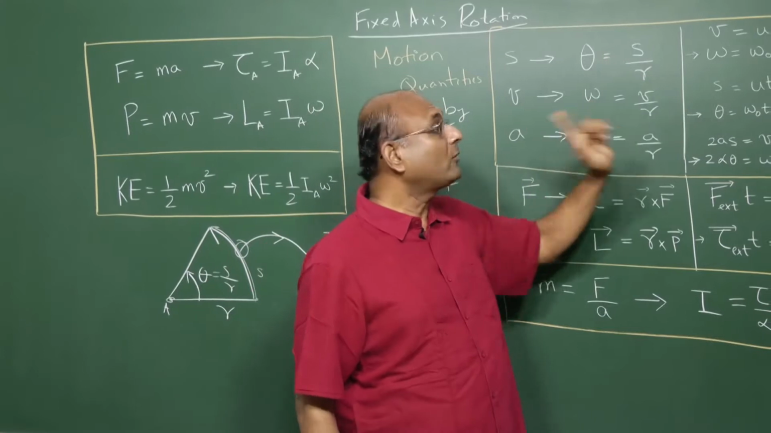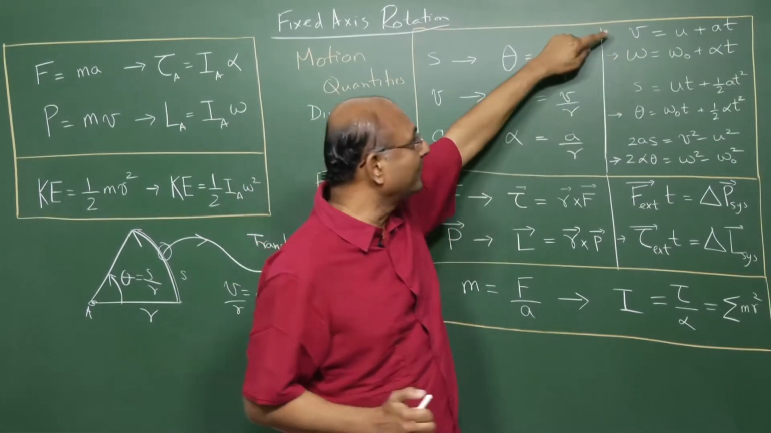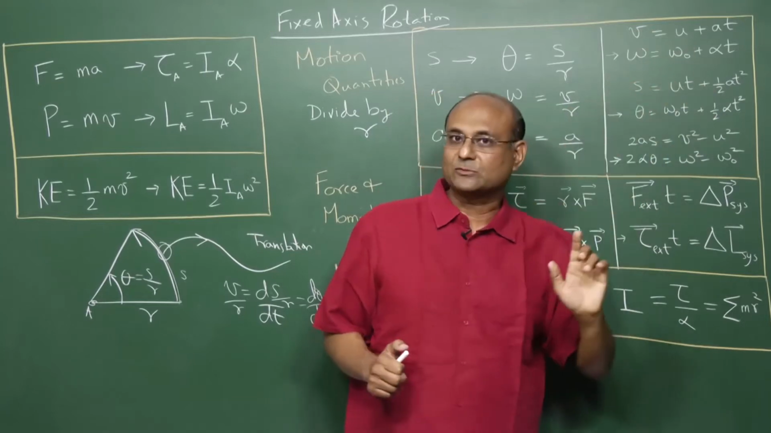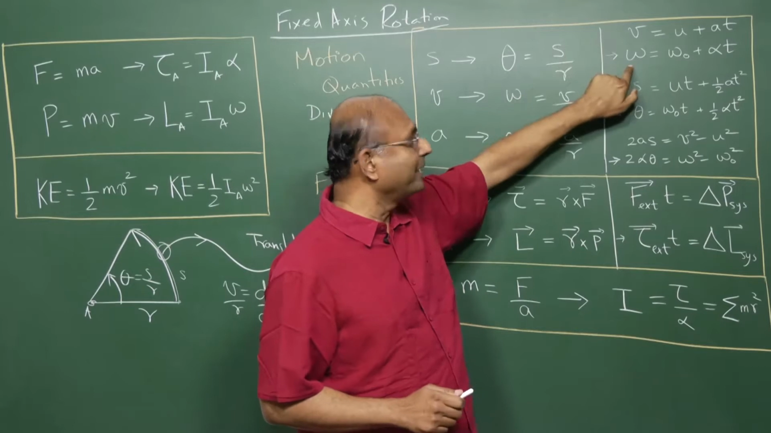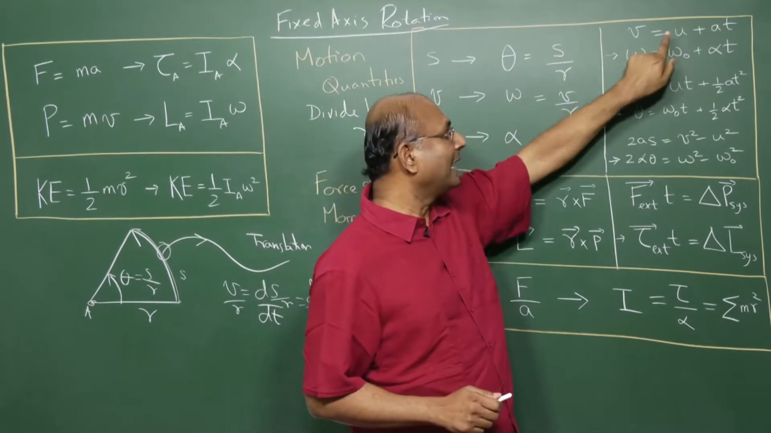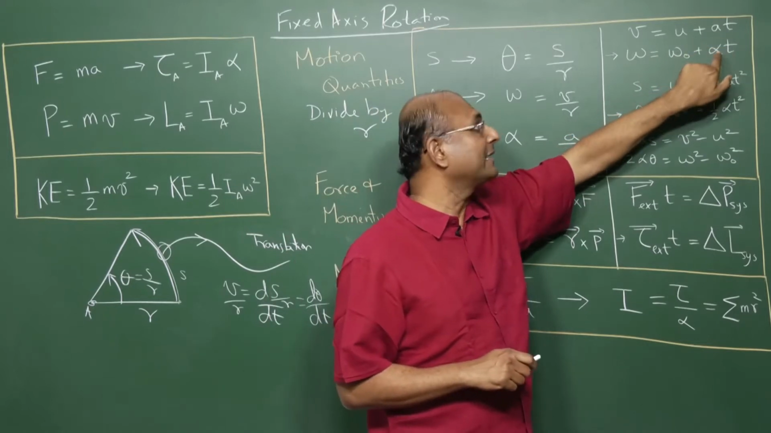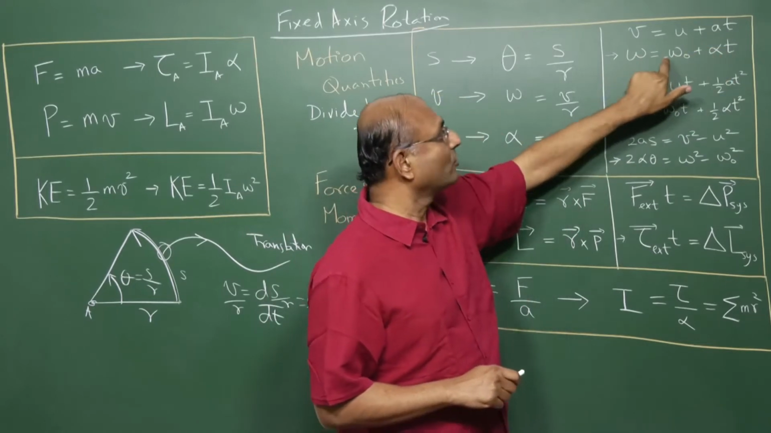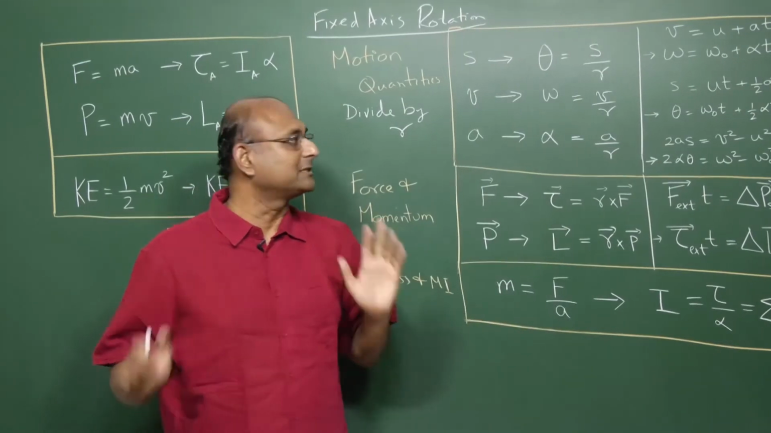And then equations, like if you look at Galileo's equations for uniform accelerated motion, 3 equations, V equals U plus AT, S is equal to UT plus half AT square and so on. Then V by R is omega. U by R is initial angular velocity omega naught. A by R is alpha. So omega is omega naught plus alpha t. You probably already know this. I'm assuming you know this. I'm just doing a revision.